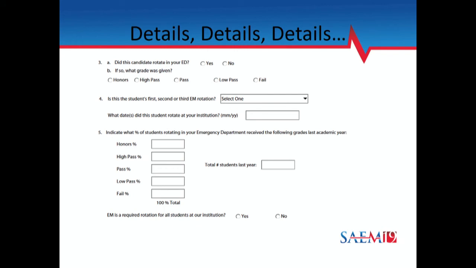Then some of the details. Did the candidate rotate in your ED? Again, this should be a yes, otherwise it's not really a valid letter at all. What grade was given? Pretty straightforward. And then what number rotation was it for you?